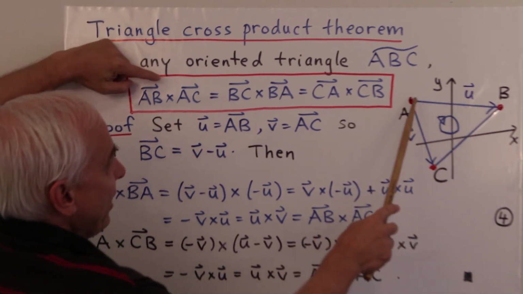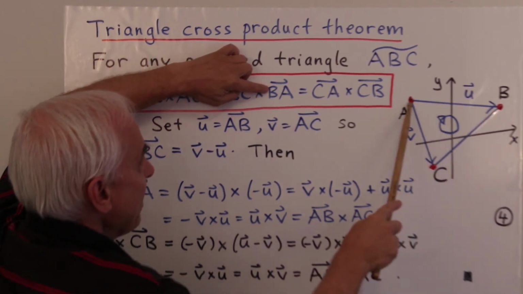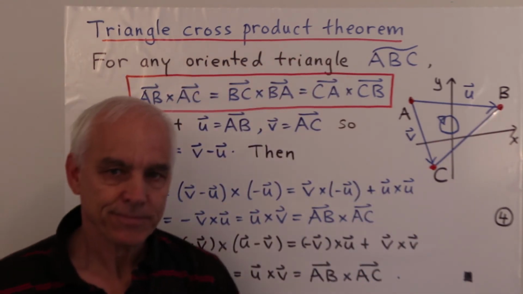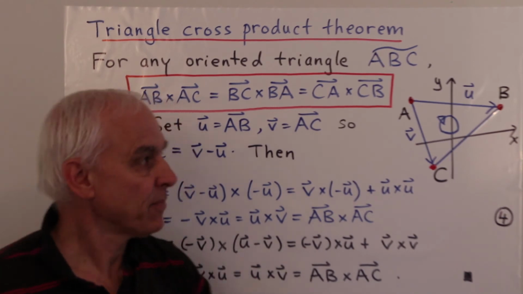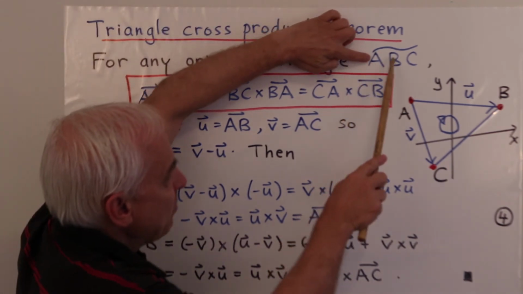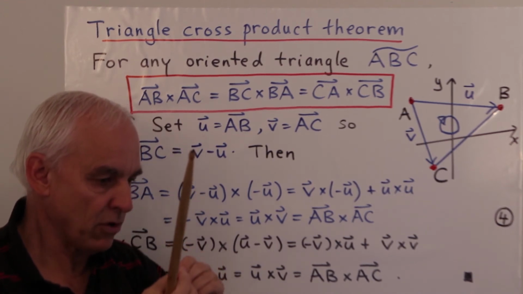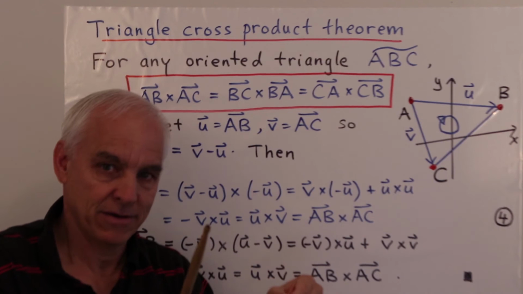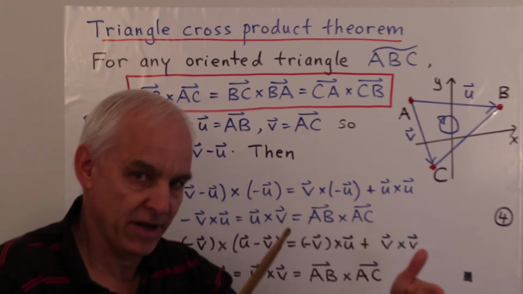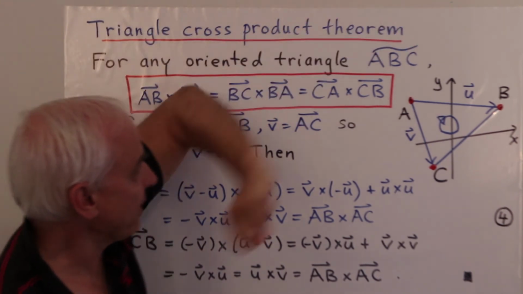AB cross AC equals BC cross BA equals CA cross CB. How can you remember that? So think about the cyclic ordering here. All right, the first cross product is AB times AC. So we're starting at a vertex, and the first vector that we're considering is the one that goes from that vertex to the next vertex. And then the other one is the one that goes from the first vertex to the one following the next one. So start at A, then we get AB first, and then AC second.